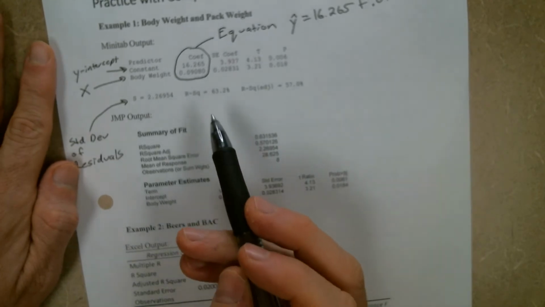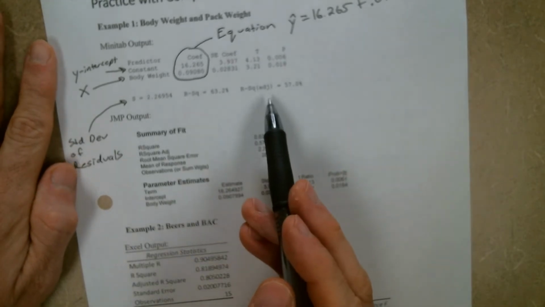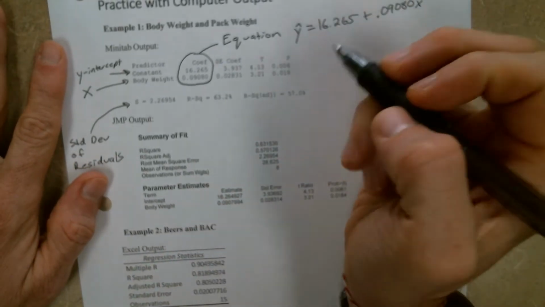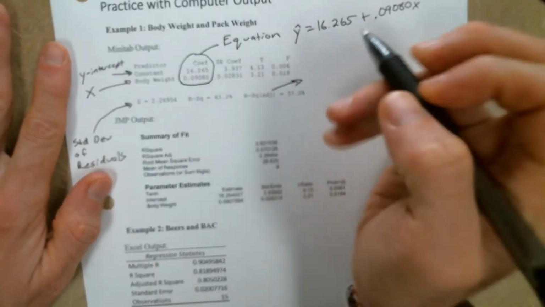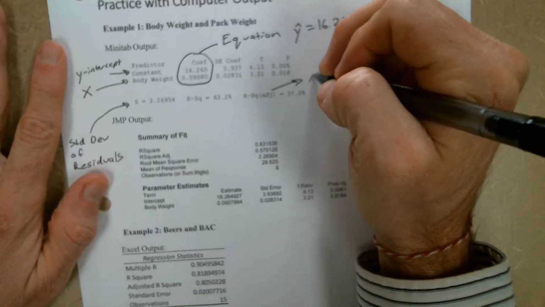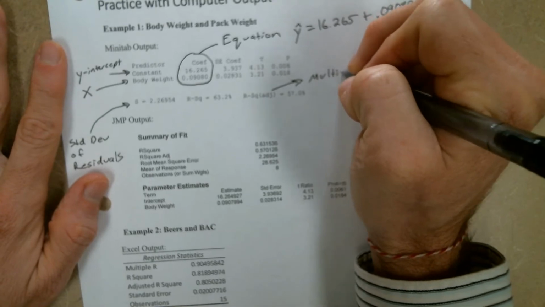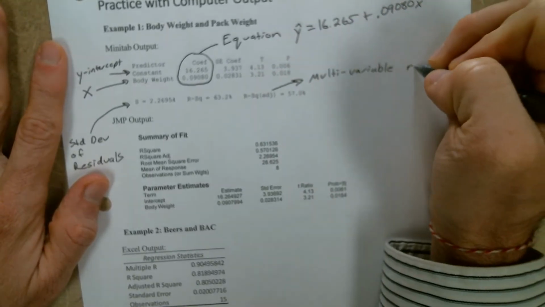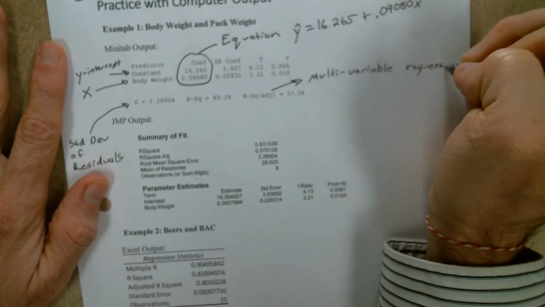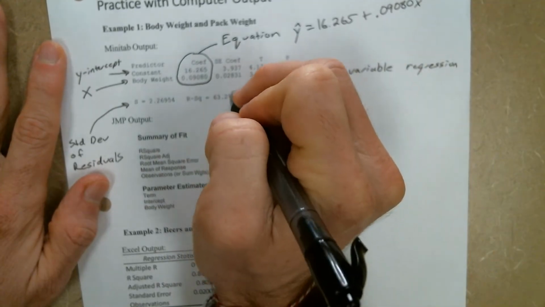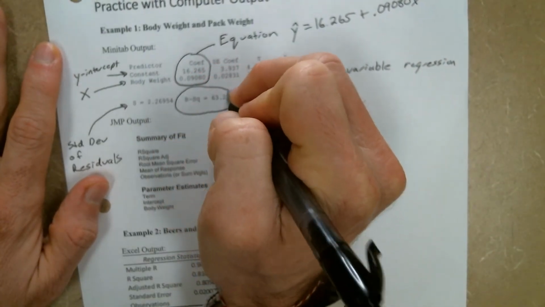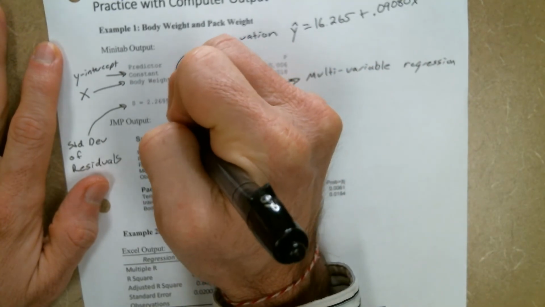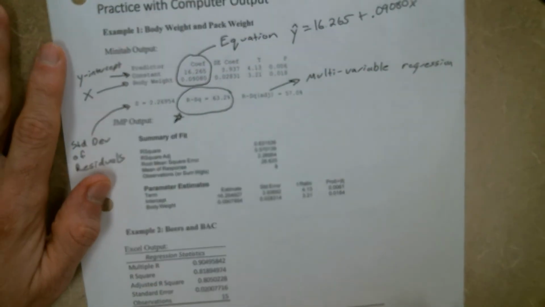All right. Then there's R squared and R squared adjusted. R squared adjusted is when you're performing multi-variable regression, where you have lots of x's. So this is the one that we're going to use, right? This is the one that we want to use because we're only doing one variable regression.